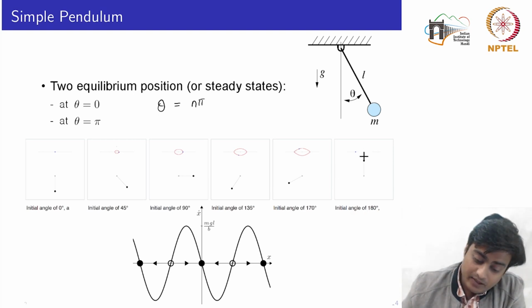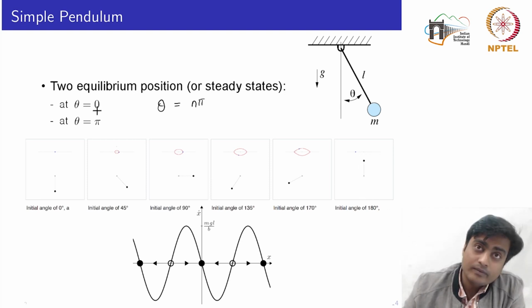Because if I initialize the pendulum at an angle of theta equal to 180 degrees, it won't stay at theta equal to 180. It would certainly fall down and come to theta equal to 0. Meaning to say that theta equal to 0 is basically the point where, if I initialize between, let's say, 0 to 170 or 0 to just before 180 degrees, it will always settle down at theta equal to 0, but it will never settle down at theta equal to pi.